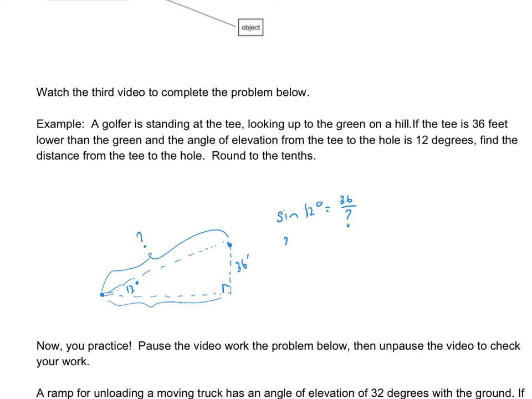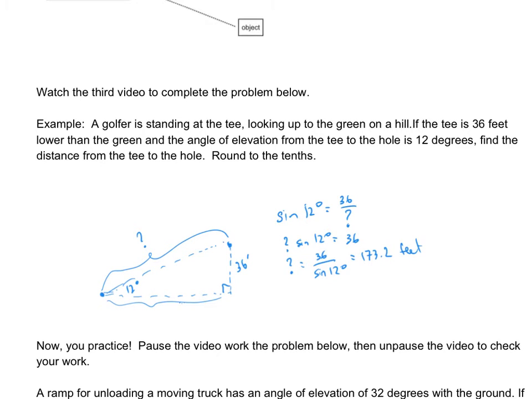So I'd multiply both sides by the question mark. And you, of course, could use x here if you wanted to. And I would divide both sides by sine of 12. And that would give 173.15, so that's 173.2, because it said round to the tenths, and then put your units on the end, so feet.